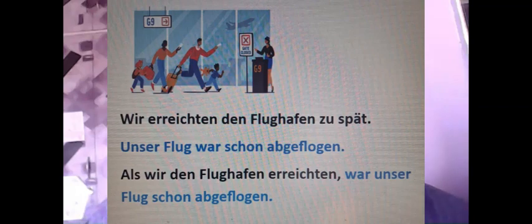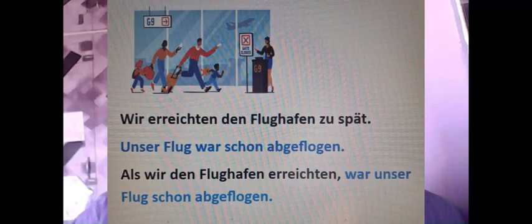Wir erreichten den Flughafen zu spät. Unser Flug war schon abgeflogen. So we reached the airport late, and our flight had already left. It had already departed. Unser Flug war schon abgeflogen. Das ist das frühere Ereignis. It is the earlier event. Wir erreichten den Flughafen zu spät, das ist das spätere Ereignis. It is the later event in the past.